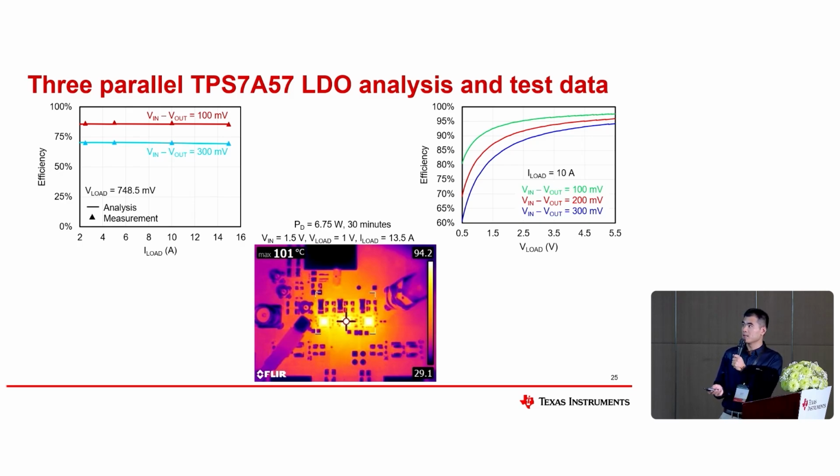Another is thermal. We need to care about it, because we care about the current sharing between the different LDOs. You can see that for the different LDOs, the thermal rise is pretty similar. That means we also achieve good current sharing. Also, this is the output efficiency versus the load voltage.